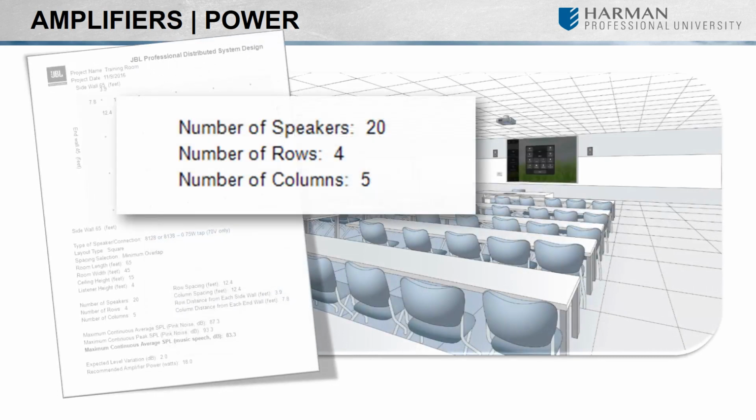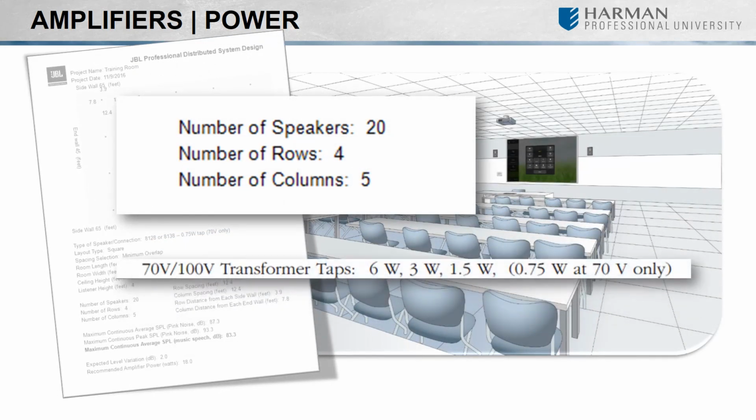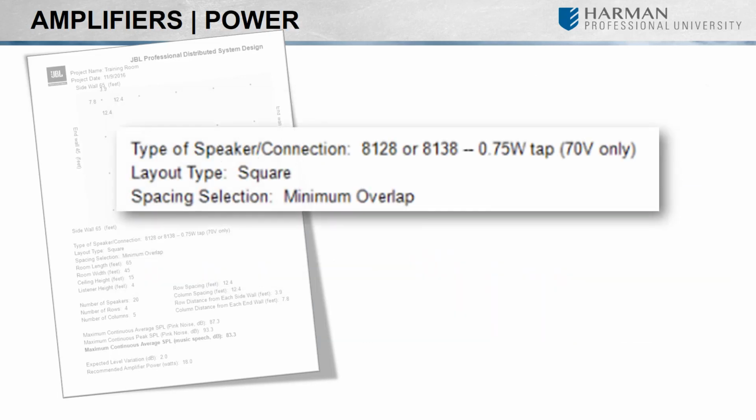How does this apply to our 70-volt training room application? It's fairly easy to calculate. Well, let's remember that the 8128s and the 8138s have a maximum tap setting of 6 watts and can go as low as 0.75 watts. While DSD did recommend a 0.75 watt tap setting, I'm going to calculate as though we are using each speaker at 6 watts. The reason for this is to account for the what-if scenarios where we have to use a higher tap setting on one or all the speakers. It is better to have more than enough power than not enough, considering a smaller amp will distort.